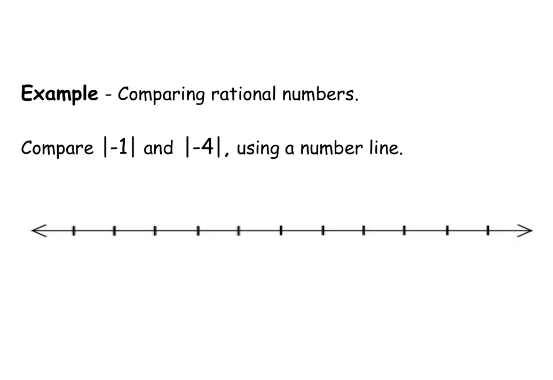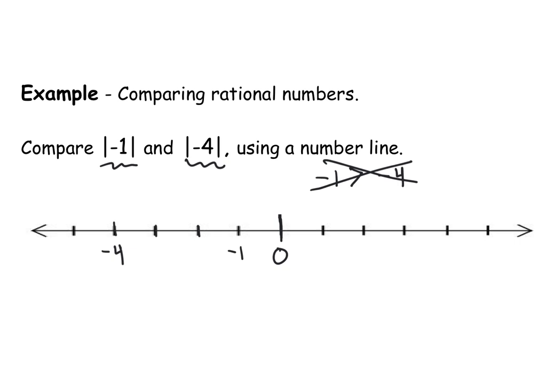For these next examples, we're going to compare rational numbers on our number line. So let's start by comparing the absolute value of negative 1 compared to the absolute value of negative 4. If we were just to plot these, negative 1 and negative 4, you may be tempted to say that negative 1 is larger than negative 4 because it's further to the right on the number line. It is a bigger number. But let's not think that way right now, because what we actually have are absolute values.